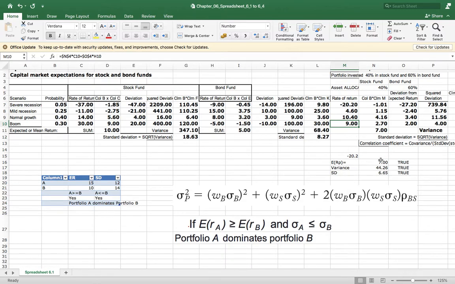We have done it. Can you go down? Expected return here I calculated. Just go down to N16. Can you go to cell number N16? There the expected return is calculated. How is it calculated? Very simple. We have used the formula.